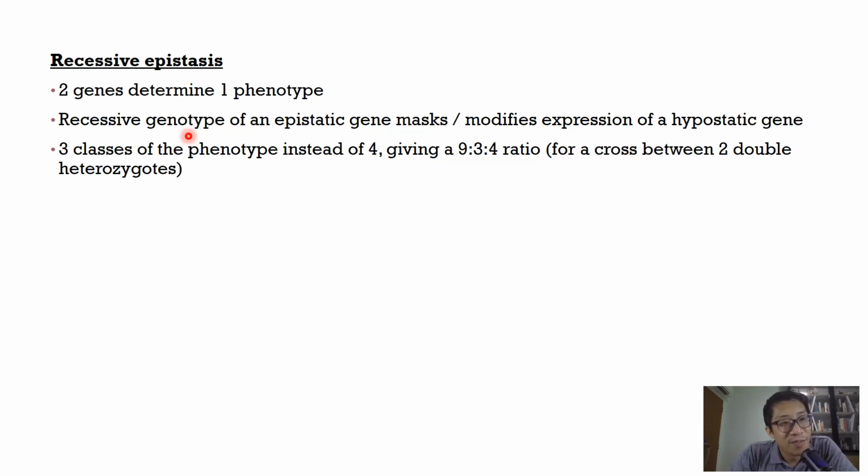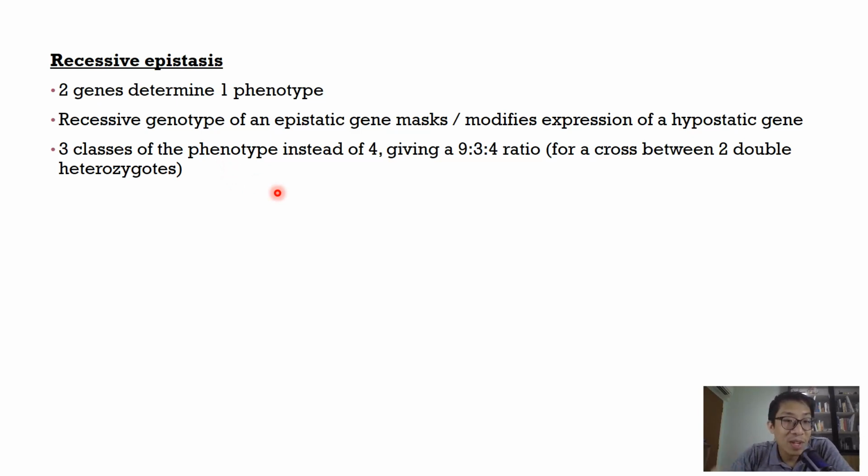So recessive epistasis. Okay, so when a double heterozygote is crossed with another double heterozygote, instead of 9:3:3:1, you get 9:3:4. So this is what it means to have a reduction, or decrease, in the classes of phenotype that we have mentioned as a general feature of epistasis in the first video. Okay, so in a normal dihybrid, for the F2, there should be 4 different phenotypes.